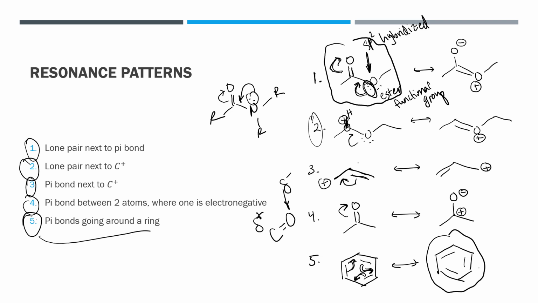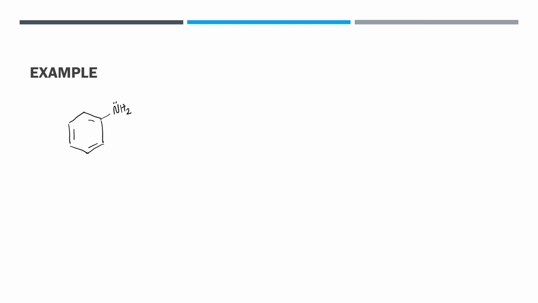What I recommend doing is solving a ton of these resonance problems, and you'll recognize, oh, with this functional group, I gotta worry about this pattern. With amide functional groups, I gotta worry about lone pair next to pi bonds. With ester functional groups, I gotta worry about lone pair next to pi bonds. With aromatic functional groups, I gotta worry about pi bonds going around in a ring. With carbocations, I gotta worry about lone pairs next to the carbocations. Stuff like that. You'll find these patterns really easily, and once you do enough of these problems, it'll become much quicker and much easier. So now I just want to give a quick example problem.